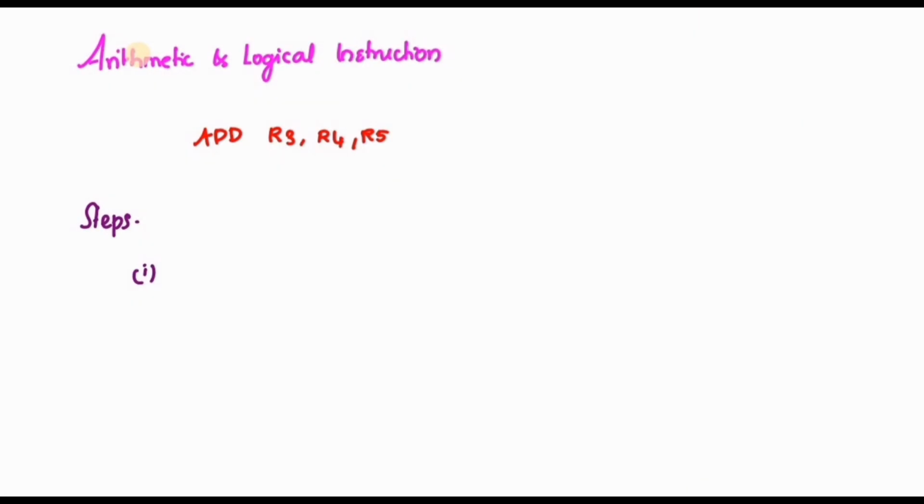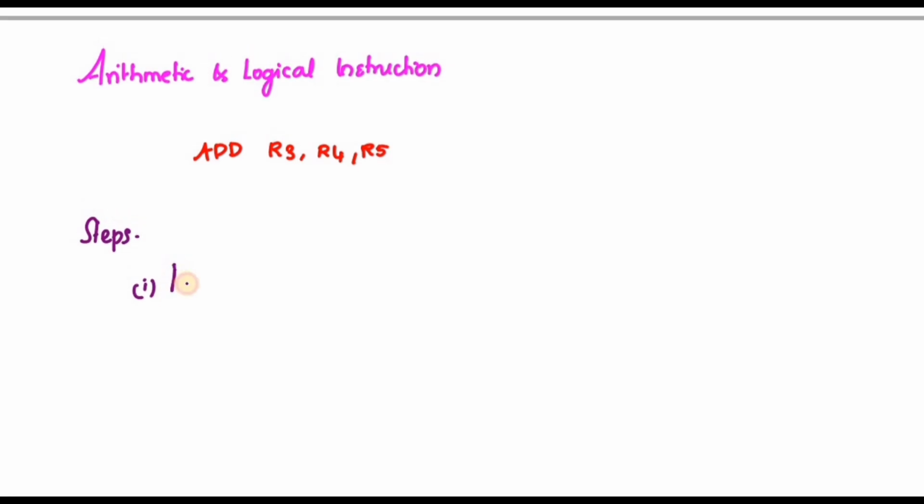Now let us discuss how to execute arithmetic and logical operations, which is similar to the load instruction, but it differs in two ways. One is that it either uses two source registers or one source register and one immediate source operand. So here there will be no access to the memory operand. That was a difference.